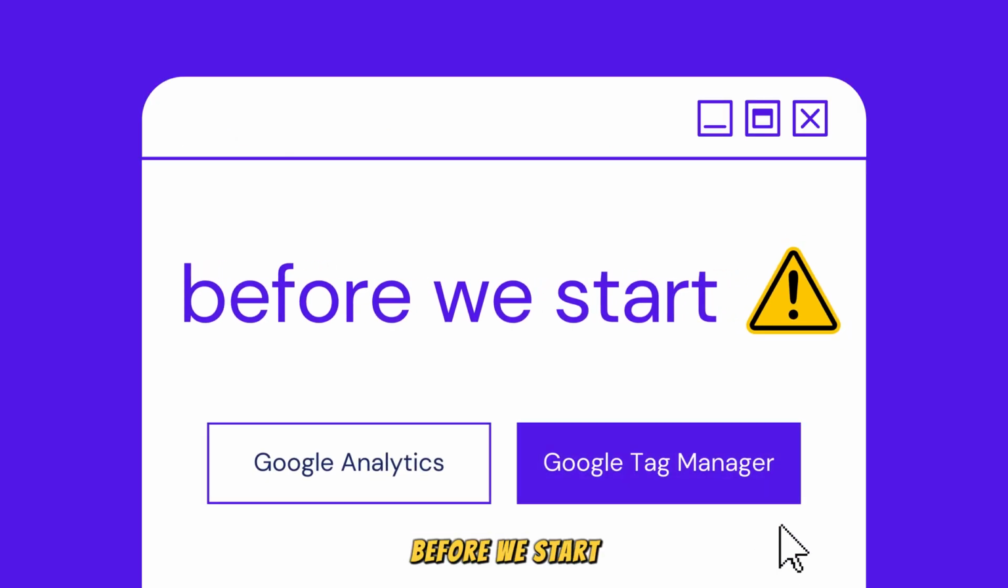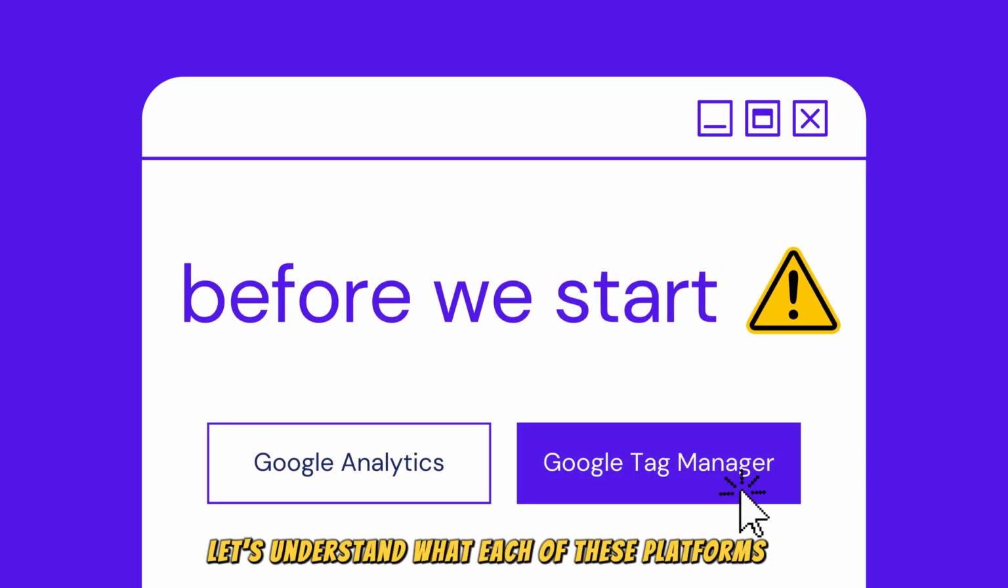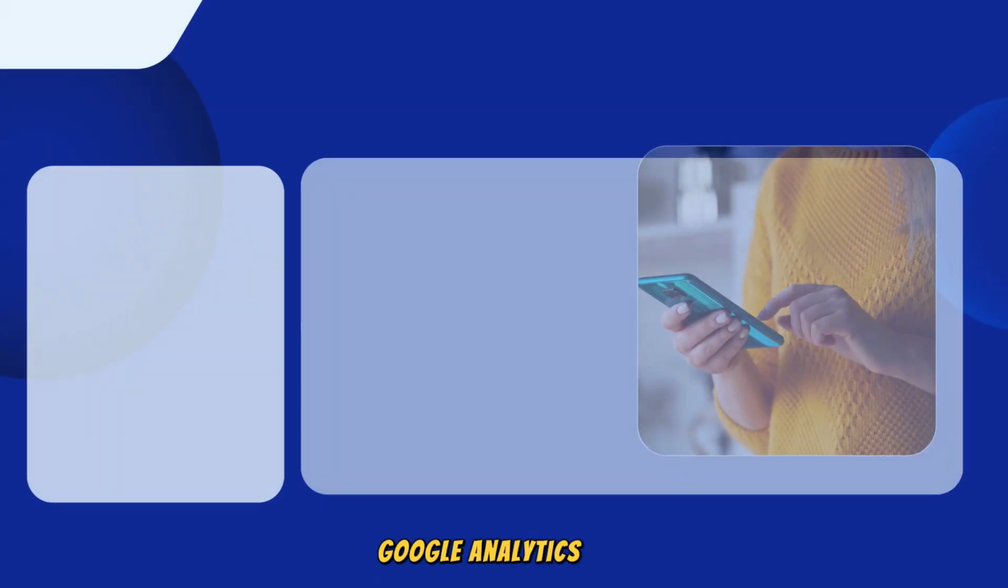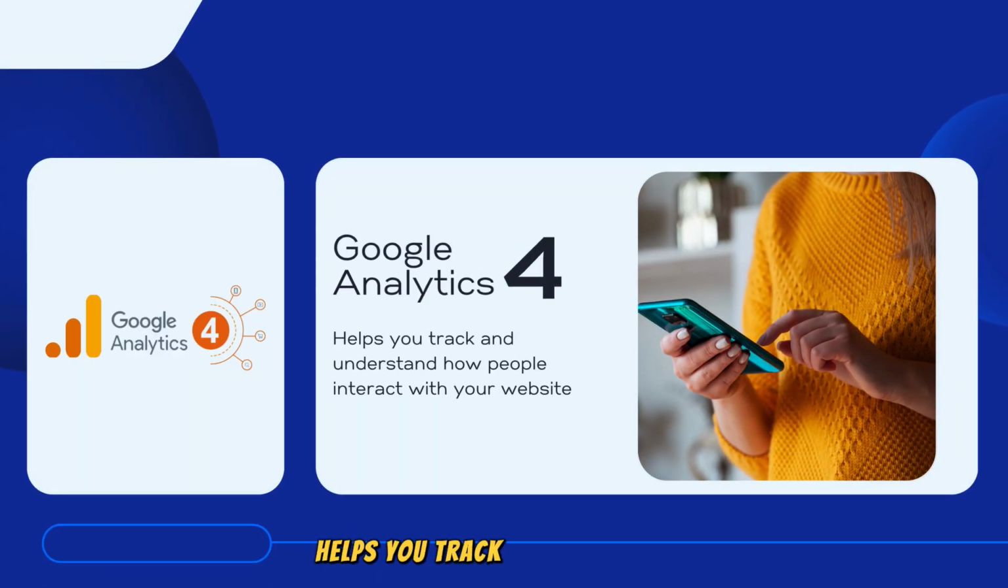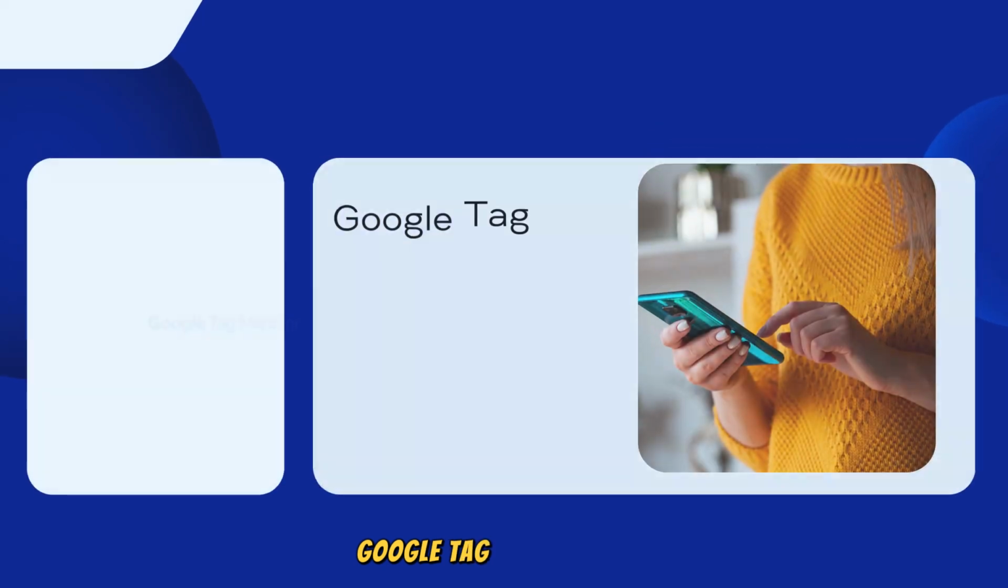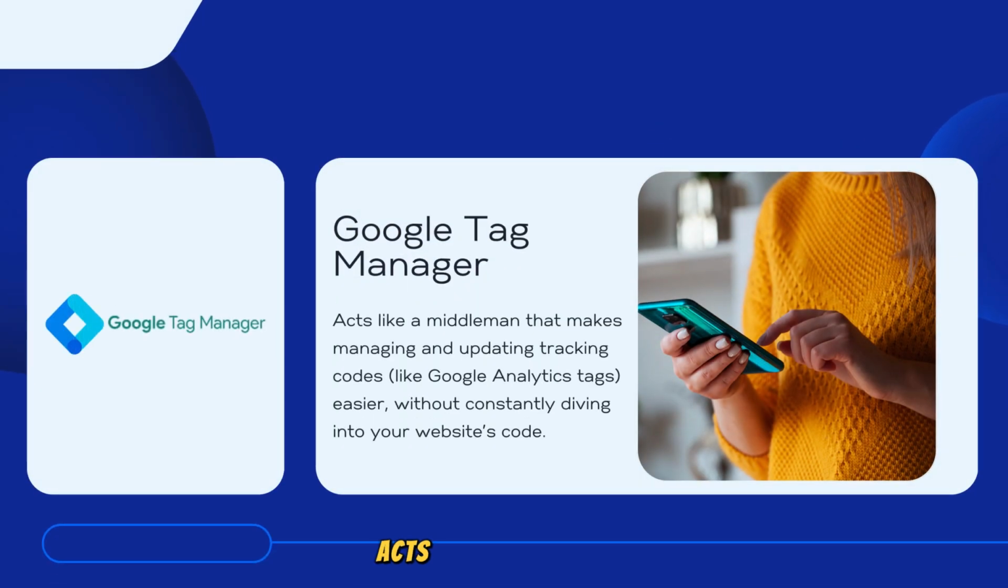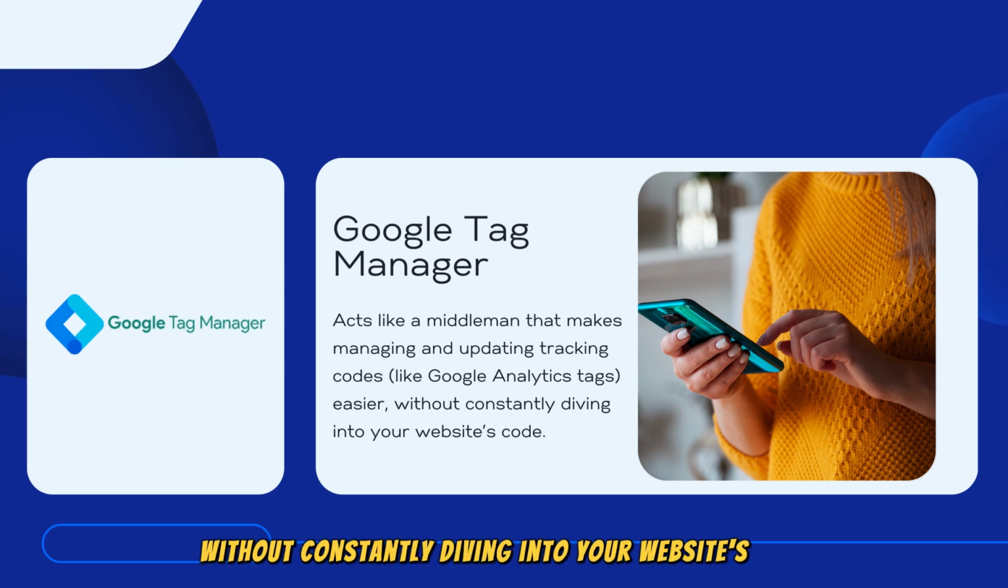Before we start, let's understand what each of these platforms do. Google Analytics, GA4, helps you track and understand how people interact with your website. For example, which pages they visit, how long they stay, etc. Google Tag Manager, GTM, acts like a middleman that makes managing and updating tracking codes, like Google Analytics tags, easier without constantly diving into your website's code.